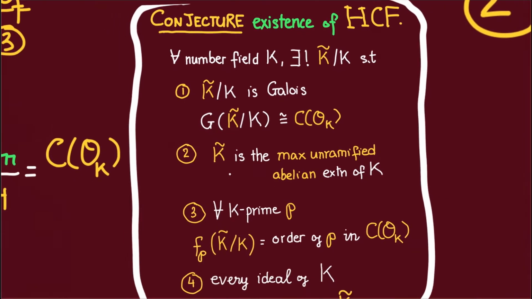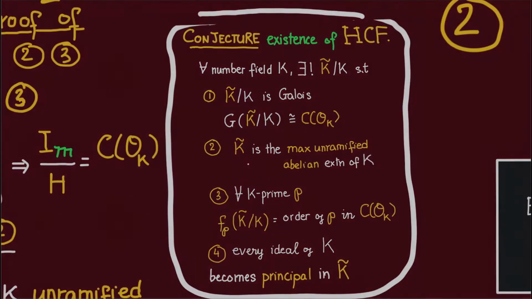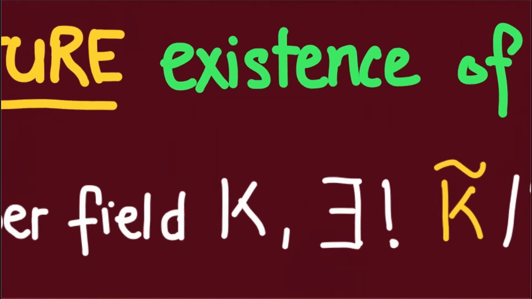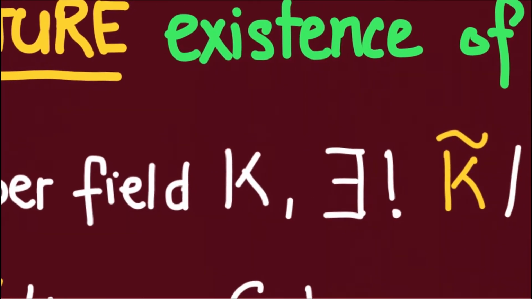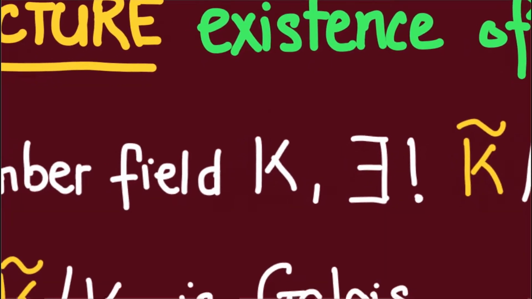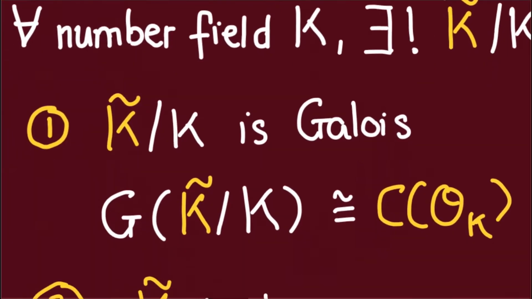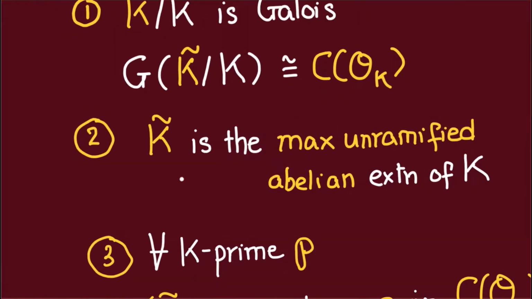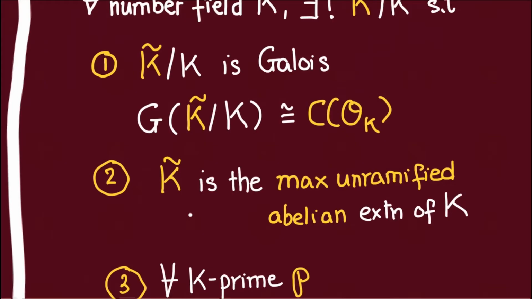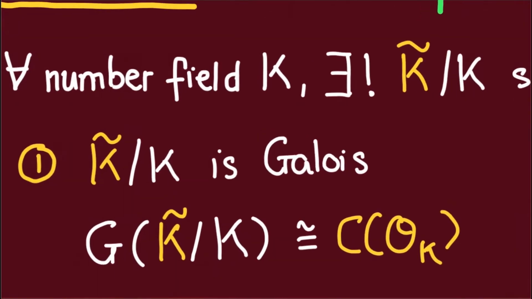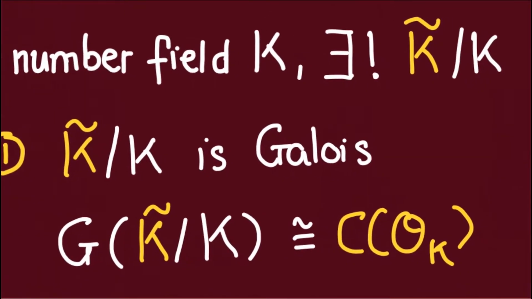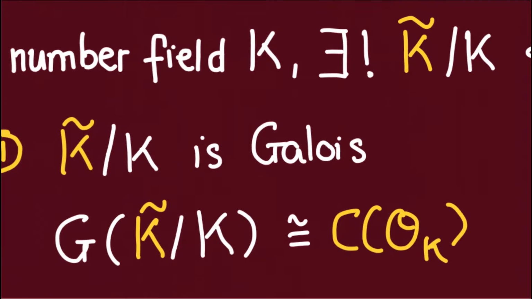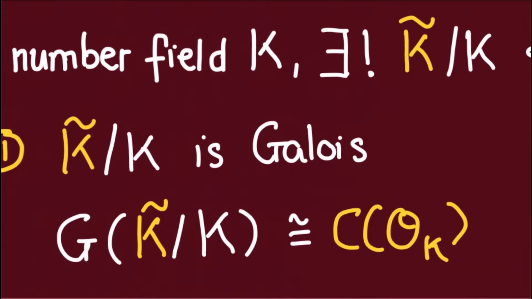Now let us come back to Hilbert's conjecture about the existence of the Hilbert Class Field. Given a number field k, previously we have constructed an extension k tilde of k satisfying 1 and 3. In other words, we have constructed a Galois extension k tilde of k such that the Galois group of k tilde over k is isomorphic to the ideal class group of k.